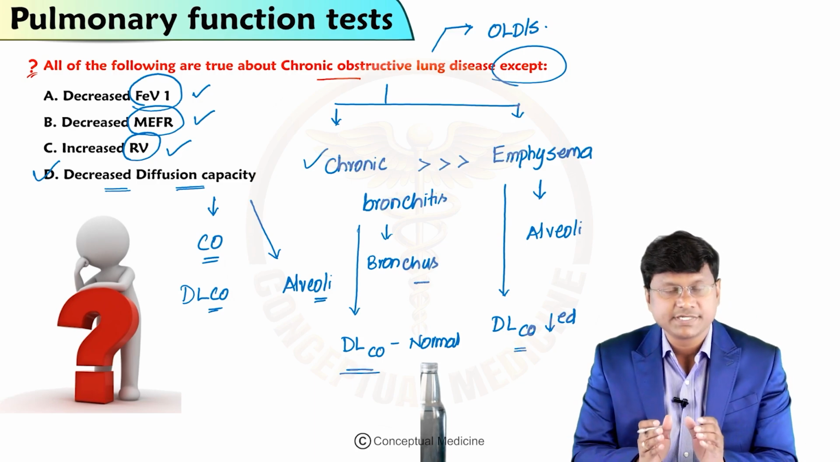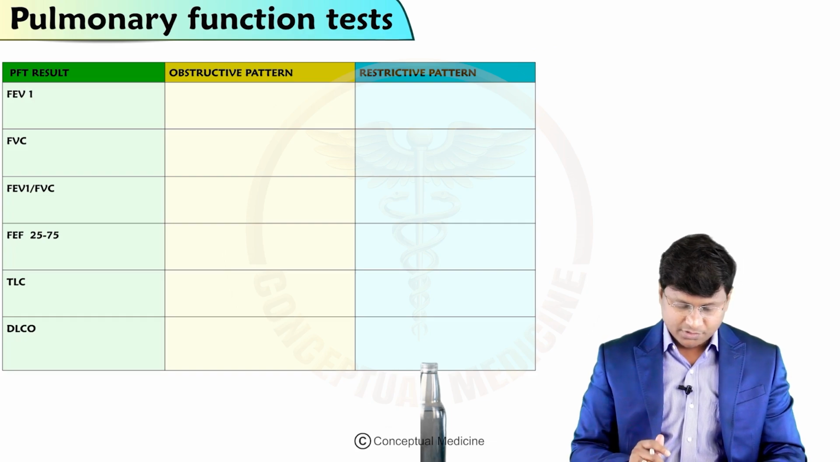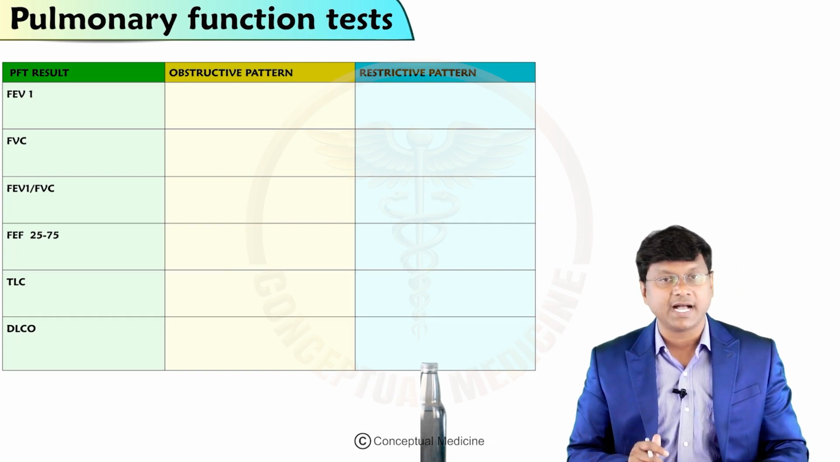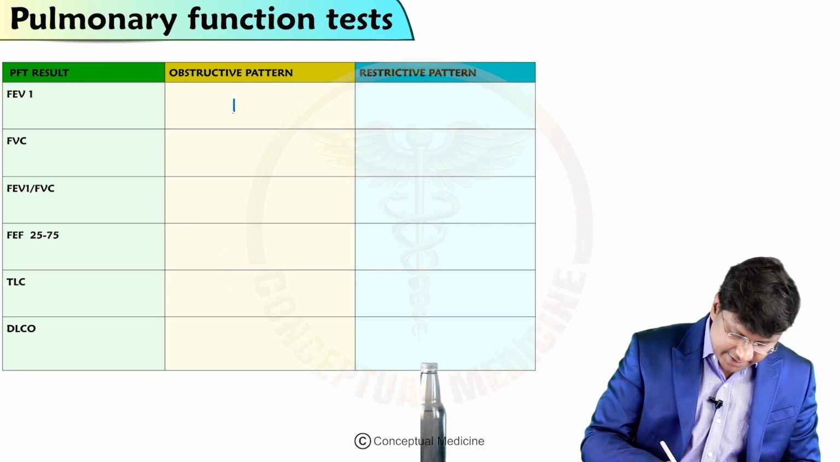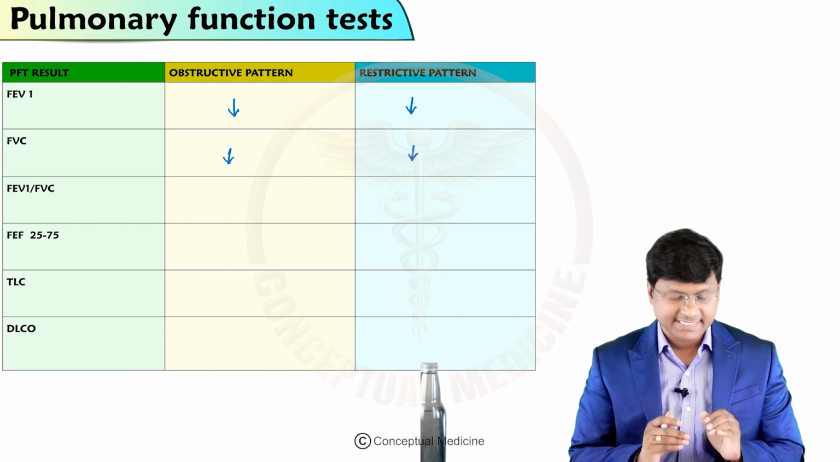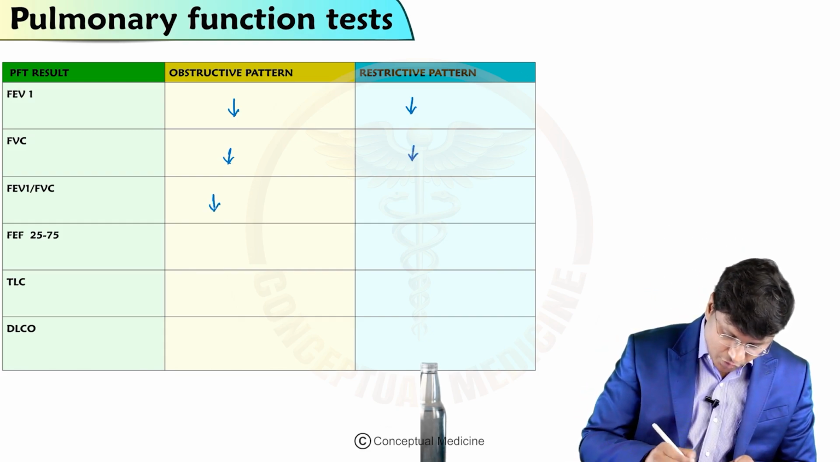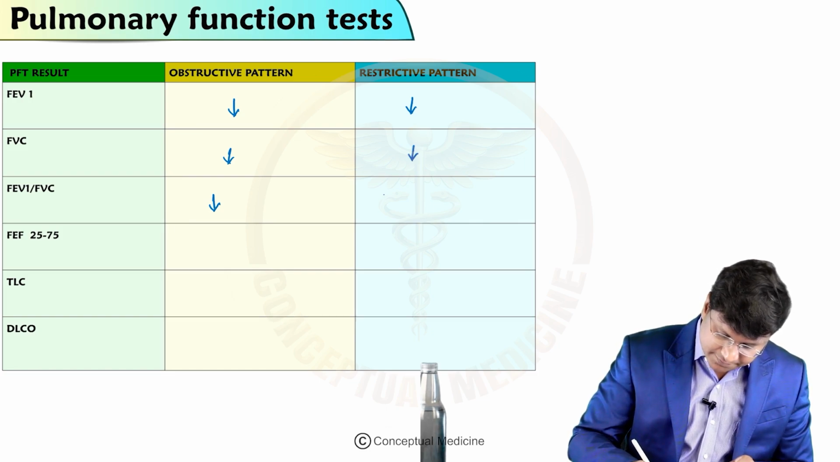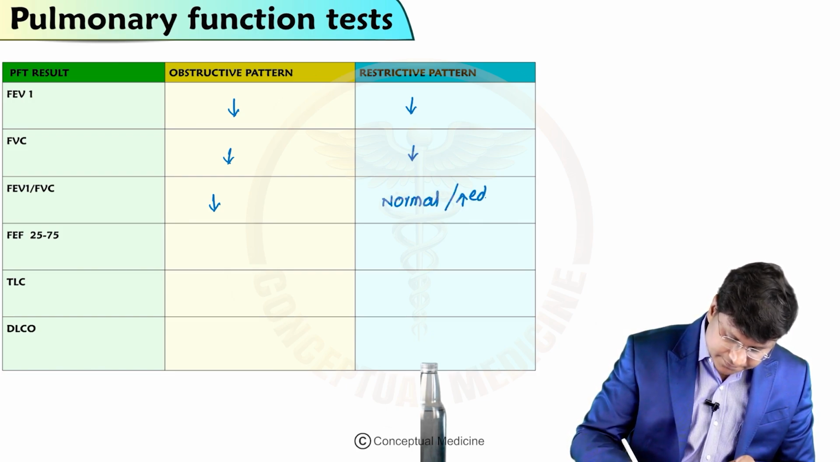Now, because we have discussed the differences between OLD and RLD, let me take up the discussion of the OLD and RLD differences. You take FEV1, it is decreased in both. FVC is also decreased in both. But FEV1 by FVC is decreased in obstructive lung diseases, whereas in restrictive lung diseases it is either normal or increased.